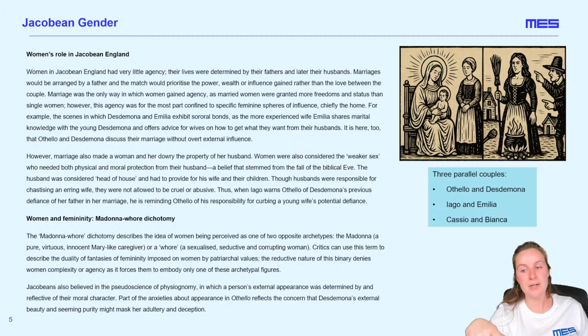There's also Iago and Emilia. Emilia is married. She is able to speak more frankly. She's more experienced, but she's also given power that Desdemona, as a new bride, doesn't necessarily have. We don't even know if Desdemona and Othello consummate their relationship.